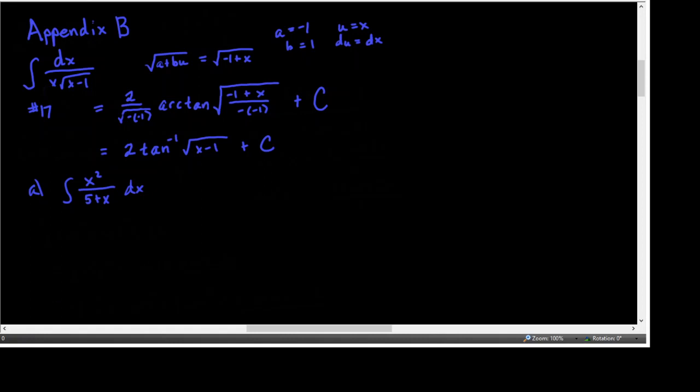Well, it looks like number 6 is the closest match to it. I'm going to write down the numbers, and obviously you're not going to have these memorized by number. This is just for note-taking purposes so that you can follow what became of what you were looking at. So our u must be x, du is dx, a is 5, and b is 1.